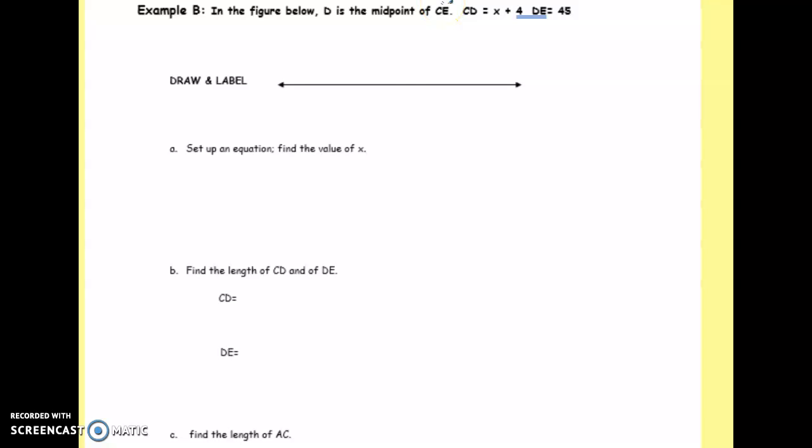I'd encourage you to first just draw your picture using your letters. So D is in the middle of C and E. Then it gives us some algebraic information and some numerical value. So CD is x plus 4. Here's CD, and it is x plus 4. So I'm just going to write that down below. And it tells us DE is 45. So from D to E is a distance of 45.